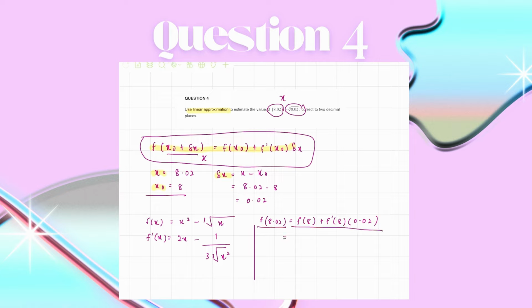Okay, so substitute the value. For this part, you need to solve one by one, the left side and the right side, because if you mix everything together, it might be a bit different from the original answer. So the final answer would be 62.32.